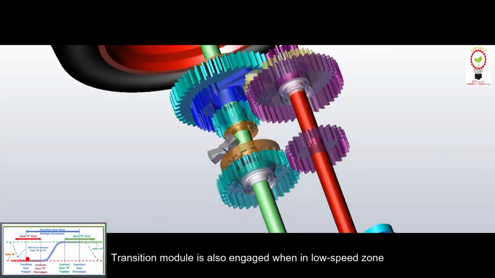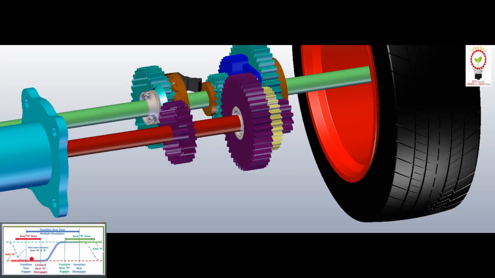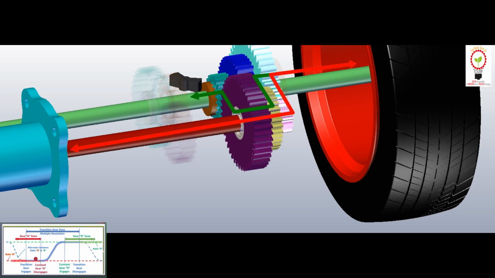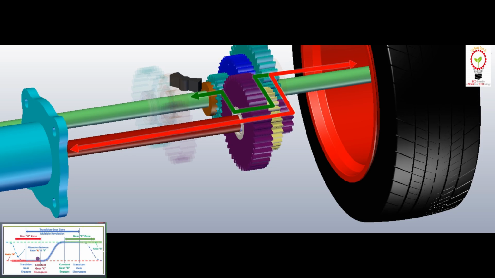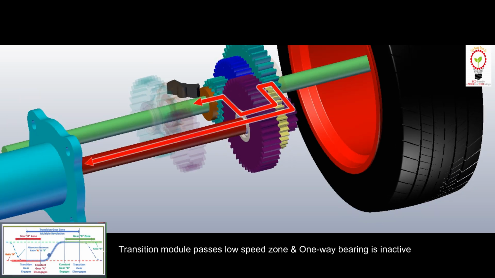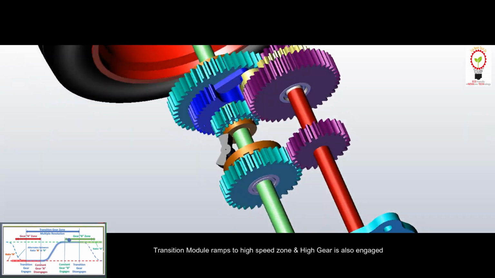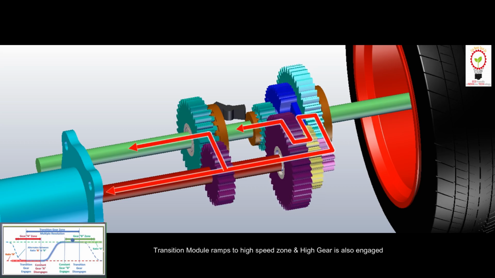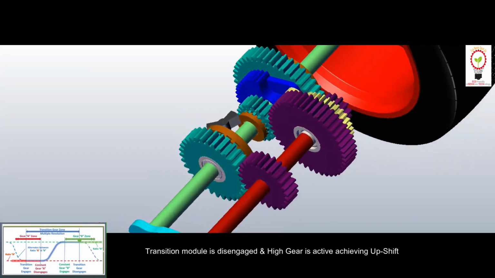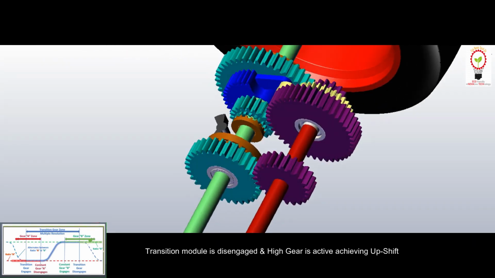Transition module is also engaged when in low speed zone. Transition module passes low speed zone. One-way bearing is inactive. Transition module ramps to high speed zone. High gear is also engaged. Transition module is disengaged. High gear is active, achieving upshift.